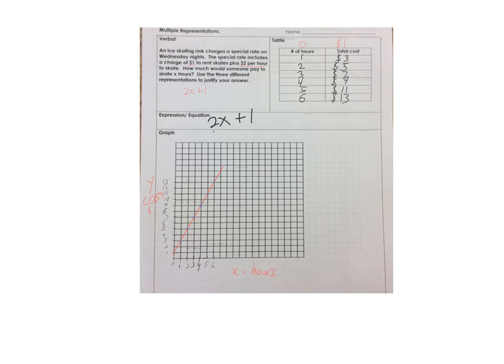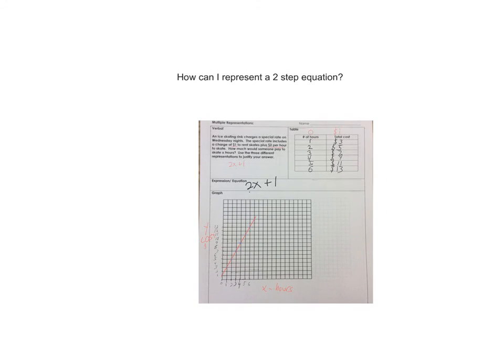So what we have here is multiple representations of a two-step expression. So how can I represent a two-step? I guess it should really be expression because we worked with an expression. There was no equal sign. But we've been working on solving two-step equations where it says 2x plus 1 equals something, and we have to solve for x. In this case, we're saying these would be all the different possibilities for x. So this is an expression. How can I represent a two-step expression? And here are the 4 different ways to represent it.